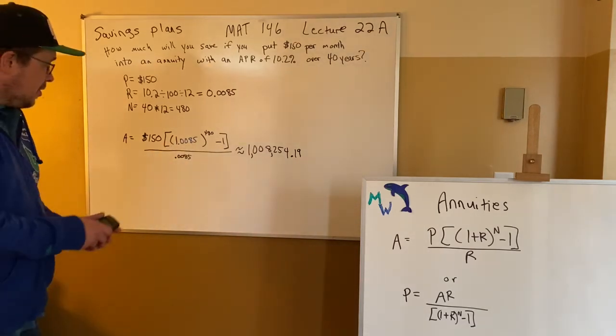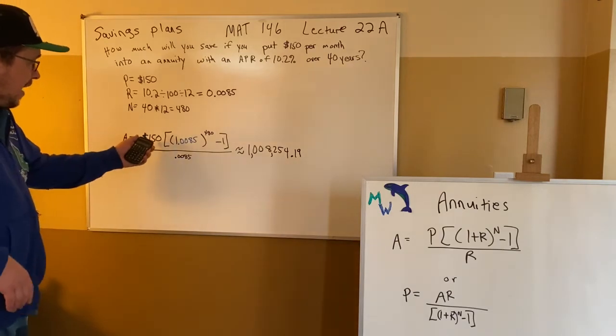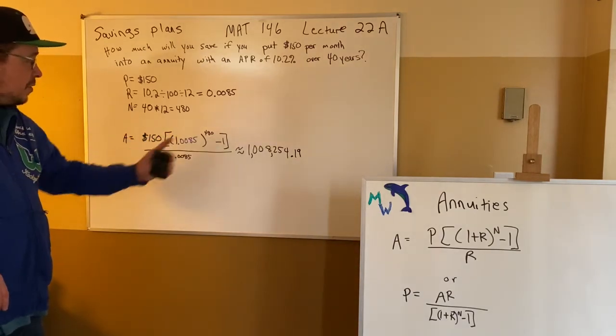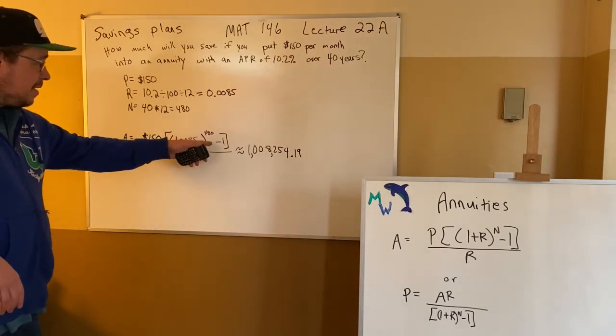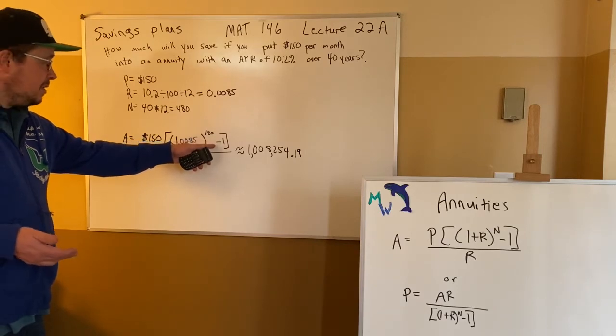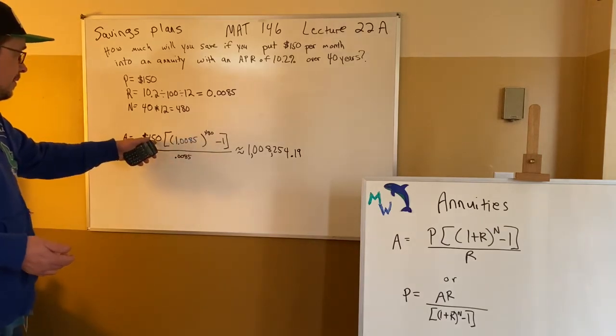To determine what the numerator is, I'm going to do this. I had done what's inside the square bracket. First, I did this to that power, then minus 1. I found out what that equaled. And then I multiplied by 150 and I divided by that.